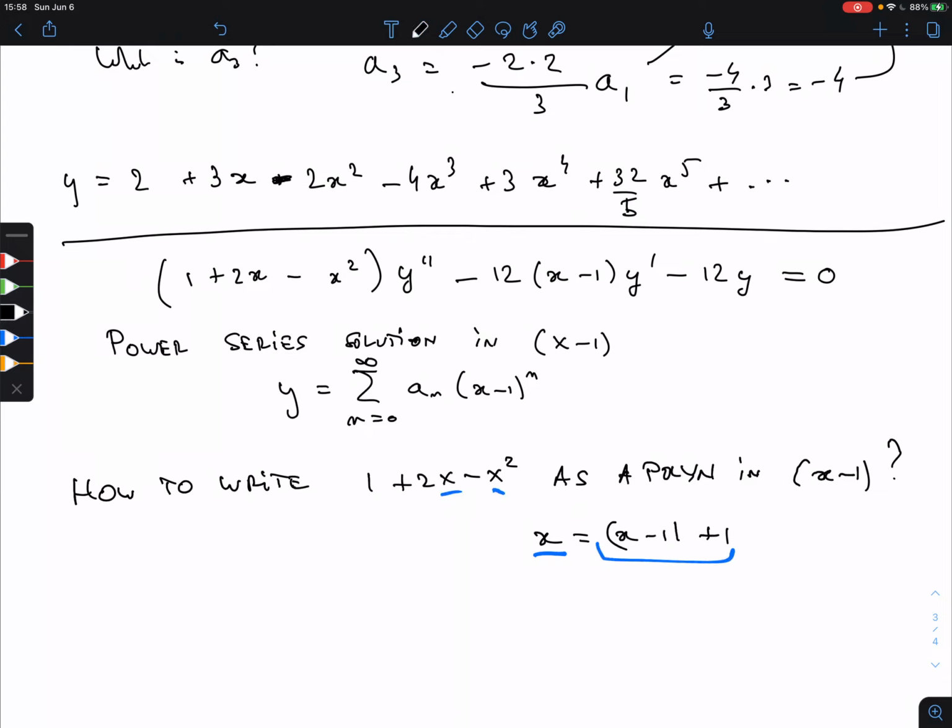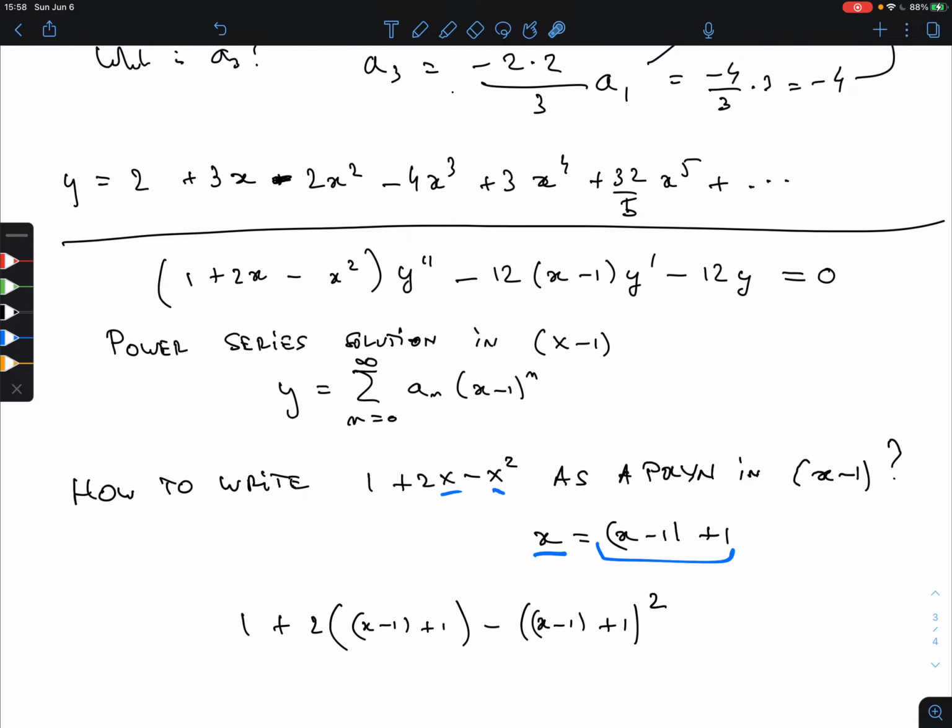So let's do that. We get 1 plus 2 times (x minus 1 plus 1) minus (x minus 1 plus 1) squared. Now, you might be inclined to say, oh, let's simplify. No, I want to keep my parentheses x minus 1. I'm not allowed to open my parentheses in my calculation now. I'm keeping them closed up because I want to retain x minus 1.